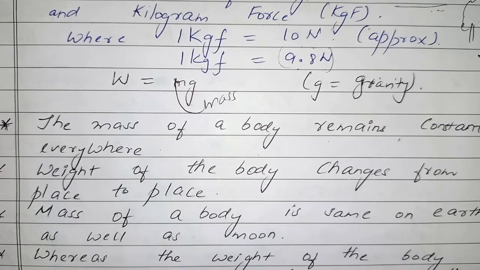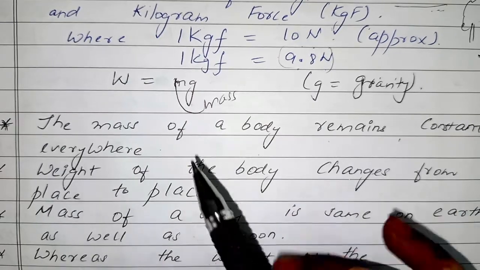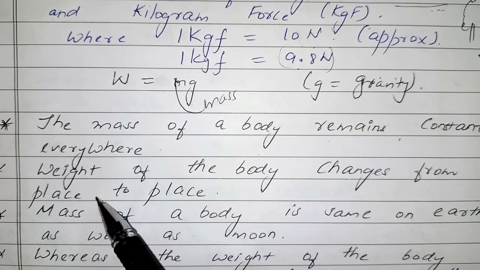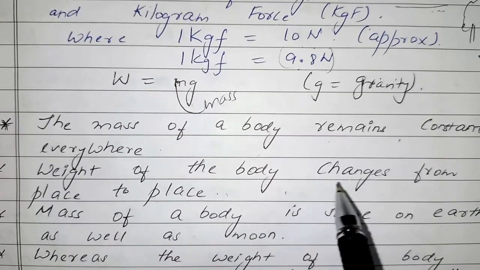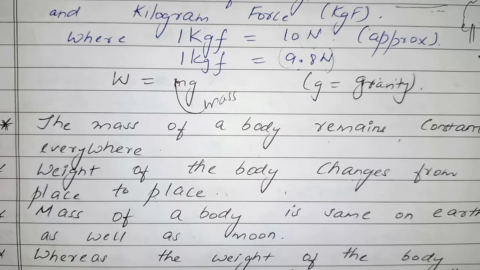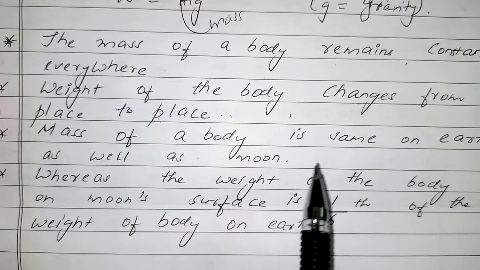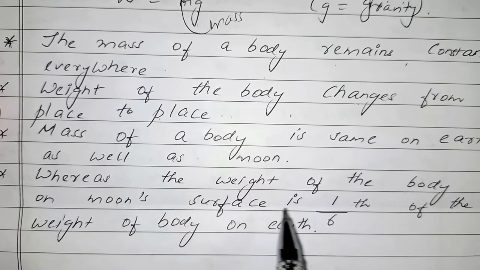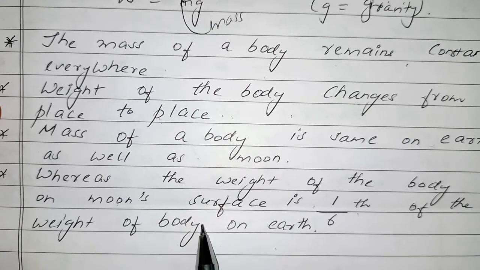So now we are reading about the basic difference between mass and weight. Mass is the same everywhere, whether it is the moon, any other heavenly body, or the earth. But weight keeps changing. The weight of a body changes from place to place. The mass of a body is the same on earth as well as on the moon, whereas the weight of the body on the moon's surface is 1/6 of the weight of the body on earth. So this is the main difference between mass and weight.